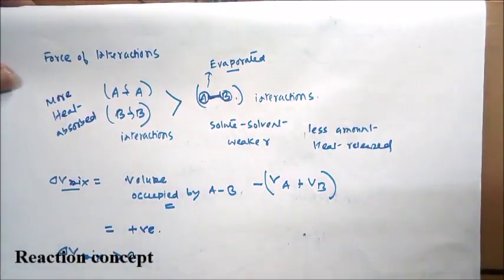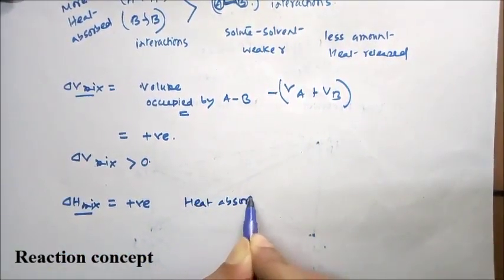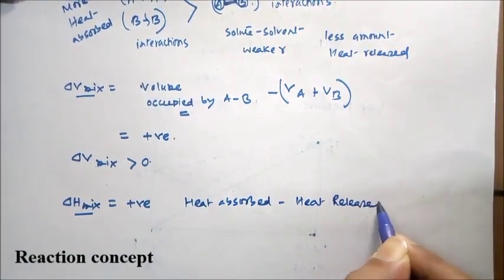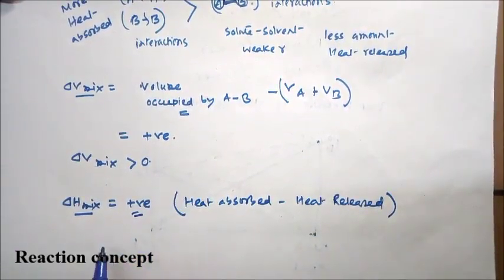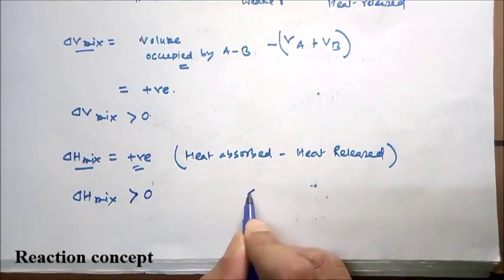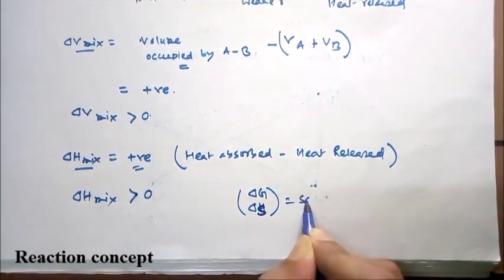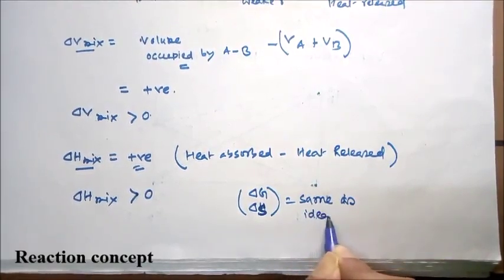So del H mix is equal to heat absorbed minus heat released. Since the heat released value is less, this subtraction will give you a positive value. So the del H mix for a non-ideal solution having positive deviation will be greater than 0. If you check the values of del G, del H and del S for a non-ideal solution, these are the same as for an ideal solution. There is no difference in such values.